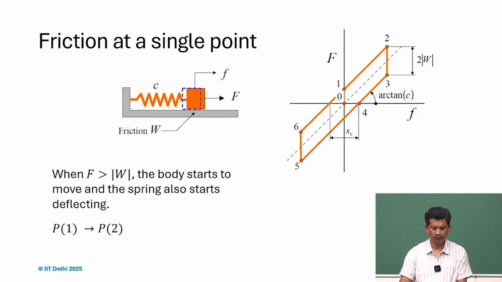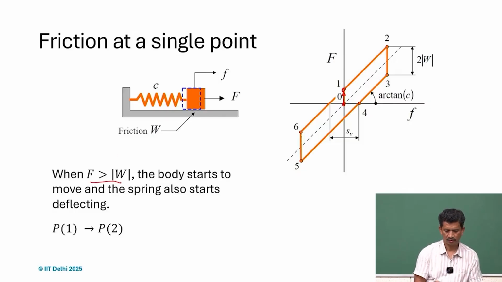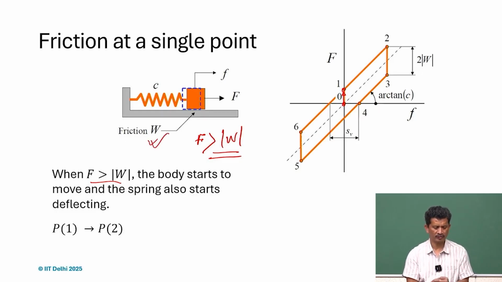So as we move from 0 to 1, what happens here? At 1, now the force F is larger than whatever is the maximum friction value here. So it means now it will deflect.